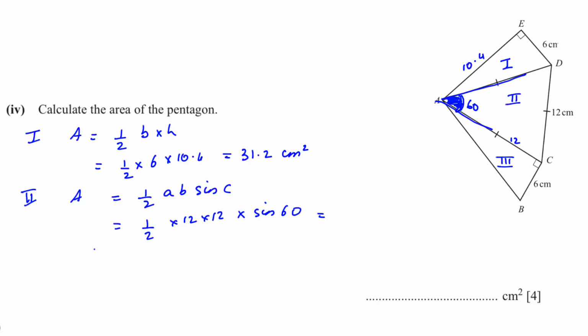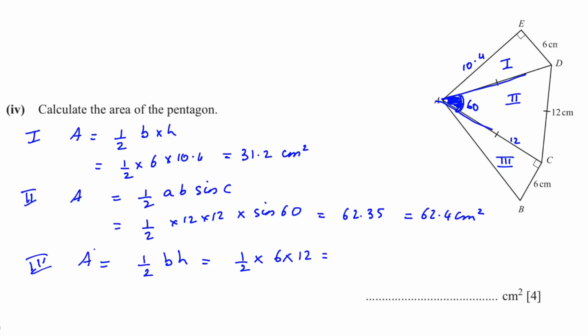62.35. We can round it to one decimal, 62.4 square centimeter. The third area is again a right angle, so we'll use half times base times height. The base is 6 and the height is 12.